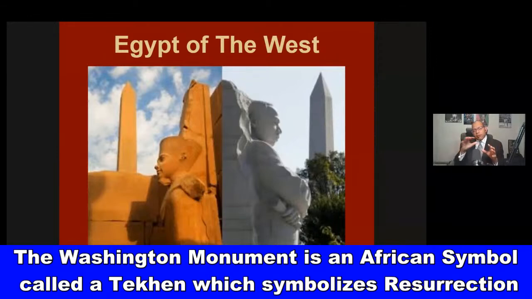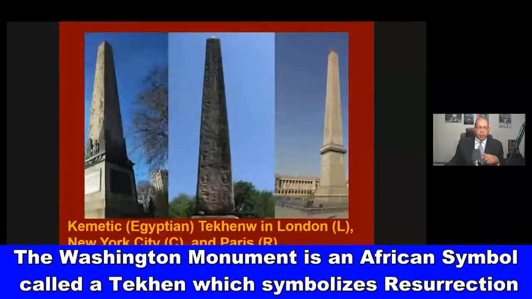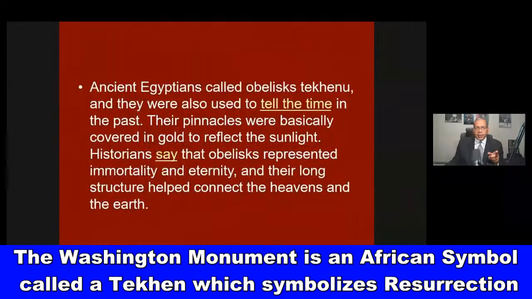So we also deal with the influence of Africa, especially ancient Kemet, here in the United States. The Washington Monument is an ancient African symbol called a tekken. There are about 1,200 tekkenu all throughout ancient Kemet. Today, there are less than 12. And you have 3 that are in London. You have London, England, New York City, and Paris, France.